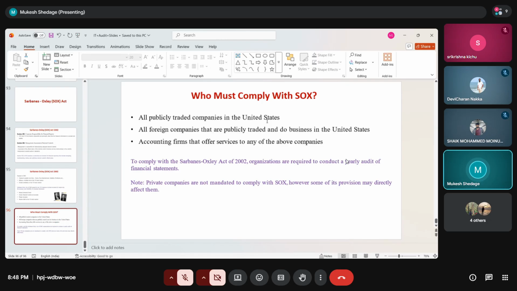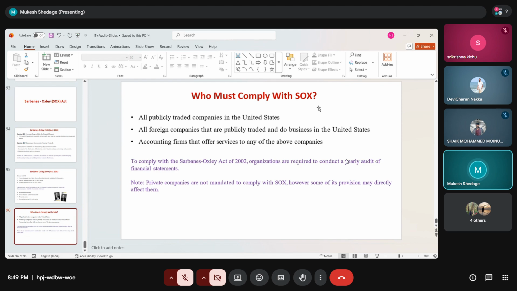Publicly traded companies in the United States, foreign companies that are publicly trading and doing business in the USA, and accounting firms, like banking, which are providing services to these companies. If any of these are doing business, they are directly applicable. If you are doing an audit for these companies, with the same control testing, user access management, change management, backup operation or IT operation, that will be called SOX control testing. Nothing different or more than that.